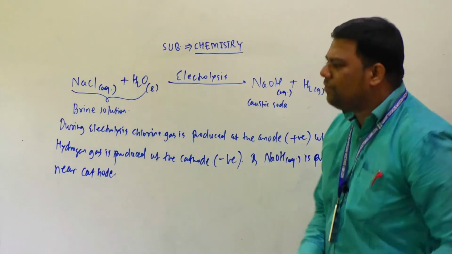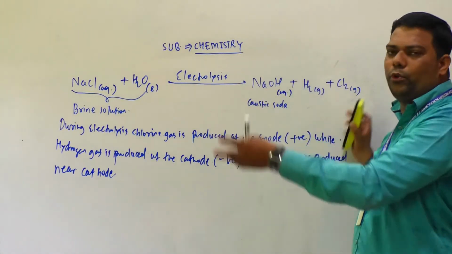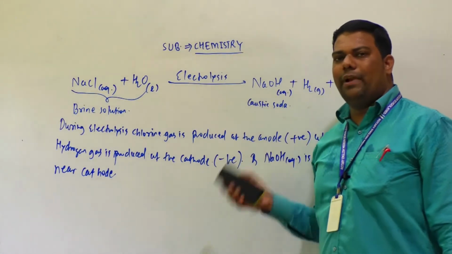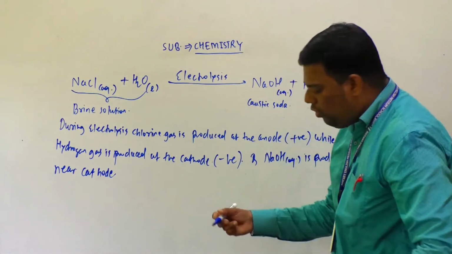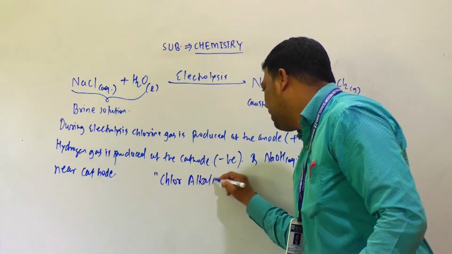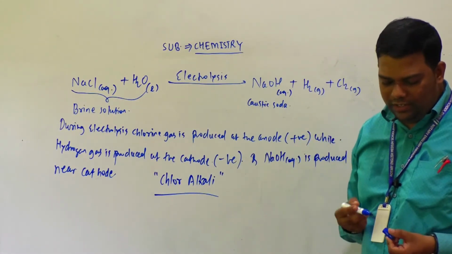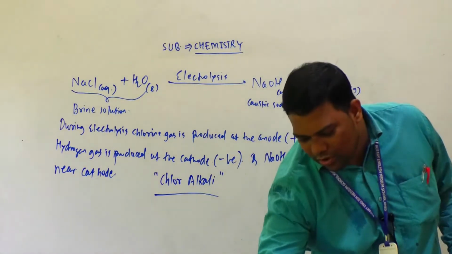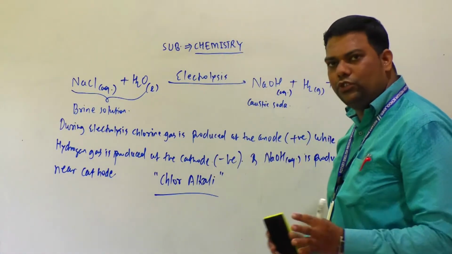Understood? So see, this overall process of electrolysis of NaCl aqueous, or we can say brine solution, we call it the chlor-alkali process. So, beta, why is it chlor-alkali? Chlor means what? Yes, here we got chlorine, and alkali means what? Yes, sodium hydroxide. Understood? So like that, this process of brine solution we call the chlor-alkali process.